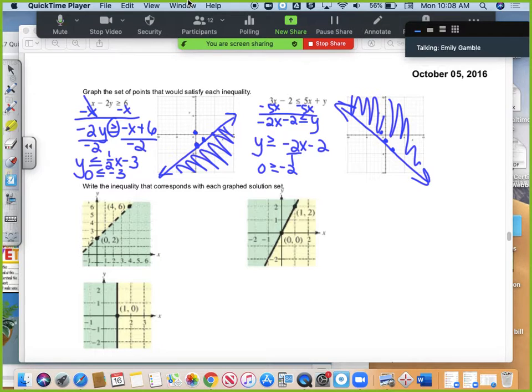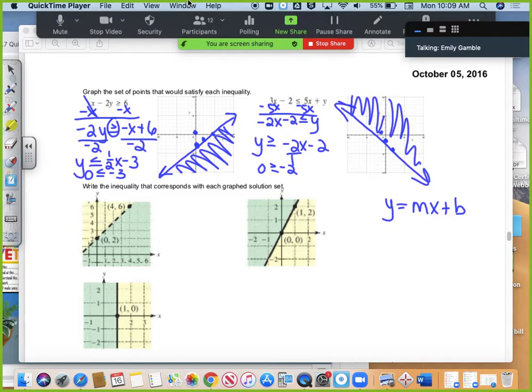So they give us 2 points that they want us to use, and they show us the type of line, and they show us the solution region, and we want to create an inequality that represents this graph. So the first thing you should do is remember slope-intercept form for equations is y equals mx plus b. For inequalities, you would use the same thing, but instead of having an equal sign, you will either have a less than, a greater than, or less than or equal to, or greater than or equal to sign.